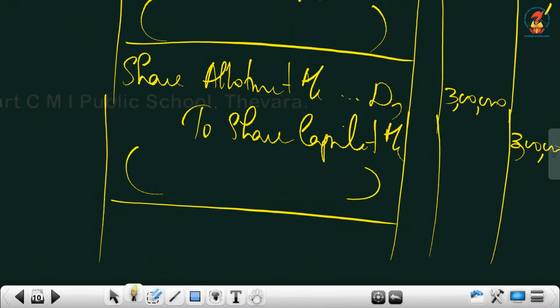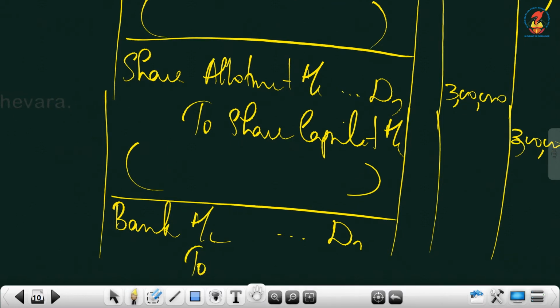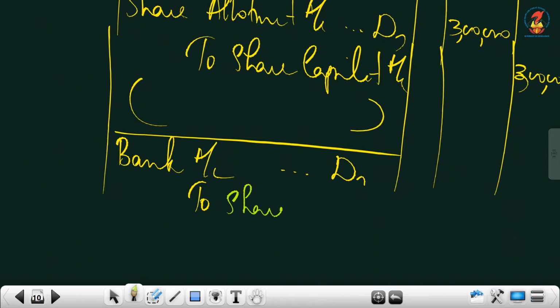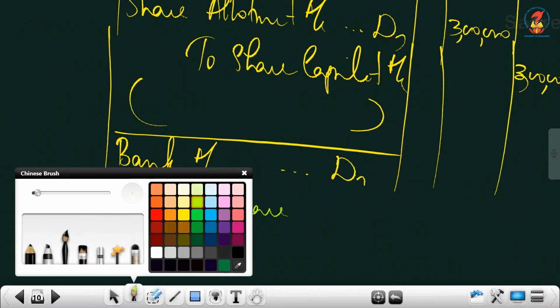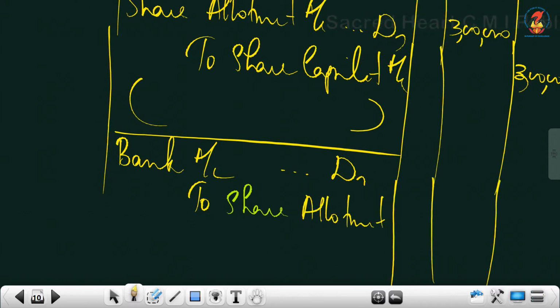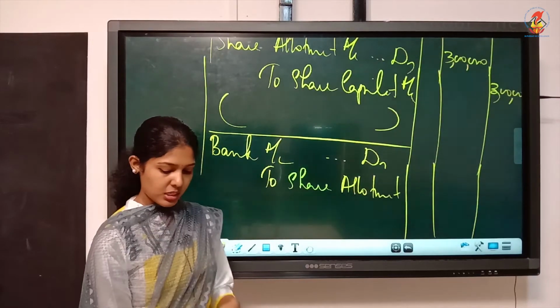Allotment money due. Next, we will receive the amount. So, it is bank account debtor to share allotment account. Bank account debtor to share allotment account. Okay. Did we receive 3 lakhs? Just read the question.